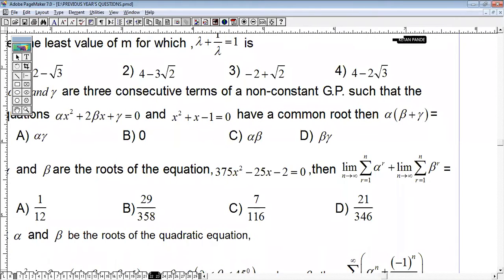Then what is the value of limit n tends to infinity sigma r is equal to 1 to n alpha power r plus limit n tends to infinity sigma r is equal to 1 to n beta power r. So you have to find the value of this.